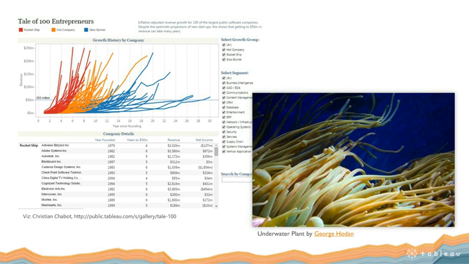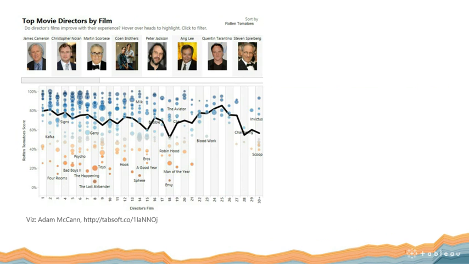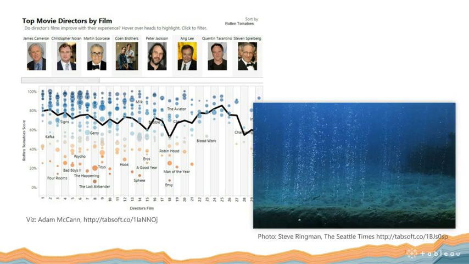Or another example would be this great visualization by Adam McCann about movie directors and how well their films did over the years. And I was like, hey, this really looks like bubbles in an ocean, right? There's something natural about it that draws me in.